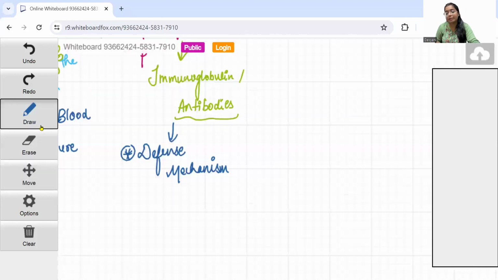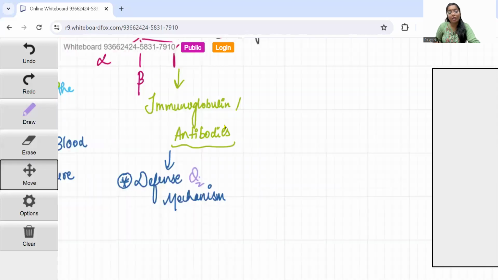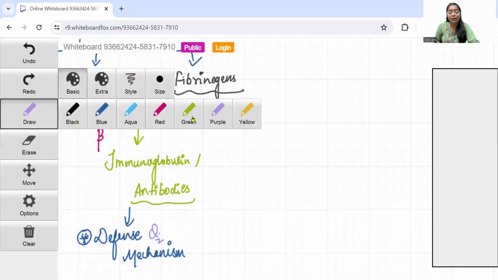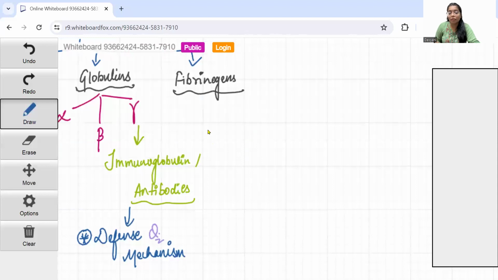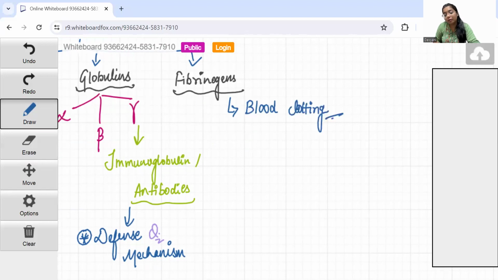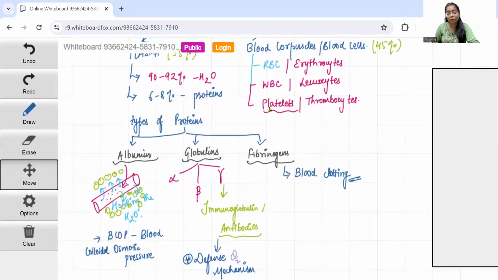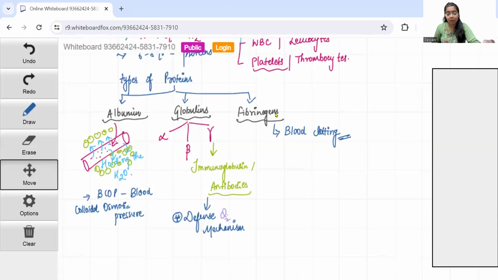And questions have been seen from this part specifically: which type of protein is involved in the defense mechanism of the body? So we will say globulins, and specifically gamma globulin. Okay. Now we have the fibrinogen. We will talk about fibrinogen in more detail when we talk about blood clotting. It is definitely involved in the clotting of the blood. Simple, right? So this was all about the plasma, which we were supposed to know and understand.